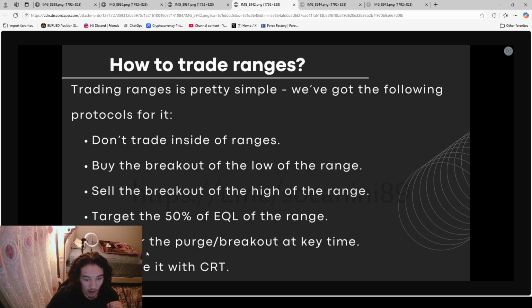So it says right over here, wait for the purge or breakout at a key time. Combine it with CRT. We're going to be talking about that as well, because typical ranges, which is another word for dynamic ranges, with timed ranges, with CRT ranges, they could all be in the same thing. They could all be in the same setup, by the way, which makes the probability such a high probability. I'll give you guys a way why it makes it such a high probability, and I'll even give you an example in a later chapter once we get through all of it, right?